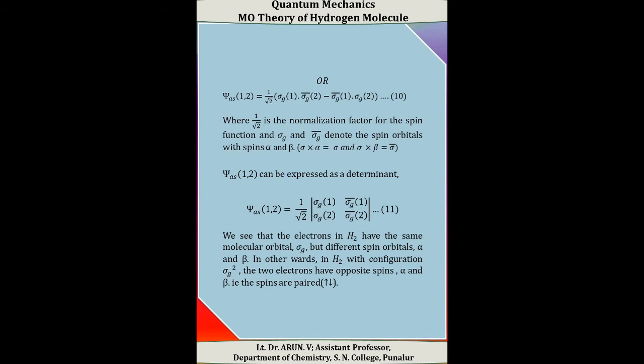Therefore, this equation 10, that is psi antisymmetric 12, can be expressed in the form of a determinant: psi antisymmetric 12 equals 1 by root 2 times the determinant of sigma g1, sigma bar g1, sigma g2, sigma bar g2. Here the electrons in hydrogen have the same molecular orbital. There are two electrons, and these two electrons are in the same molecular orbital sigma g, but they have different spin orbitals alpha and beta. In other words, for hydrogen molecule with the configuration sigma g squared, the two electrons have opposite spins, that is alpha and beta, that is, spins are paired.